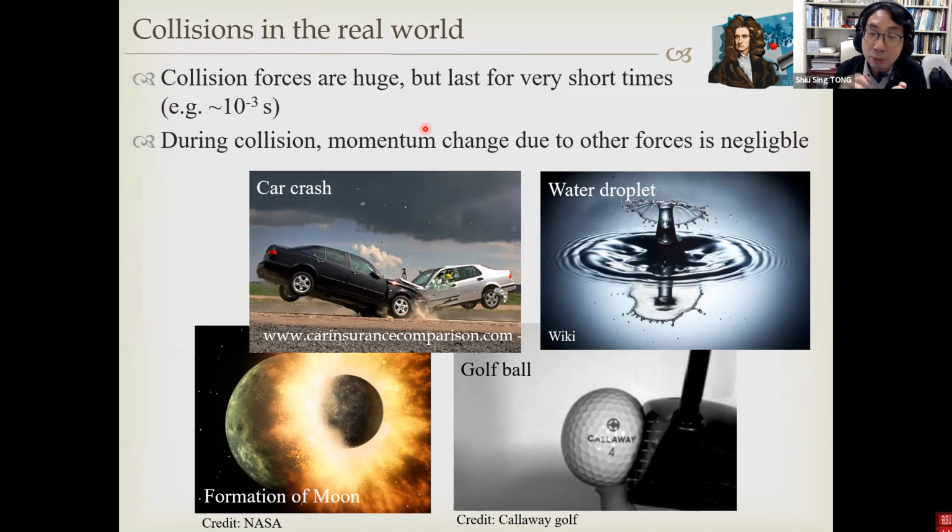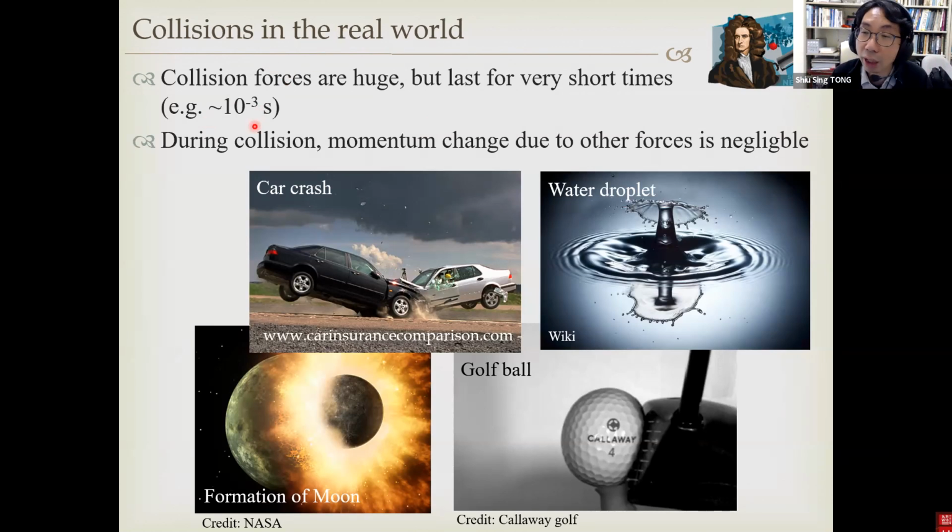So that makes collision different from other interactions. If you push or pull an object, you probably apply a gentle force to that object for quite a long time. But for collision, the two bodies just touch each other at a very brief moment. Typically, if you have two balls colliding with each other, the collision time may be a thousandth of a second, or several thousandths of a second.